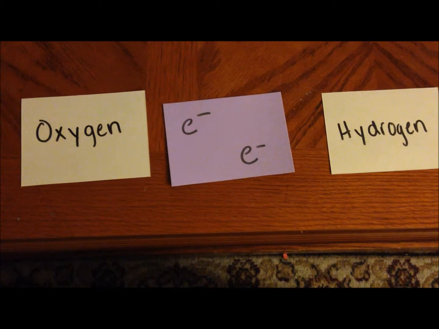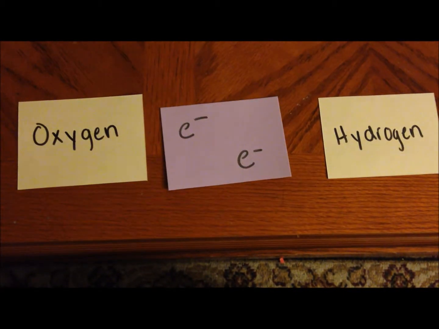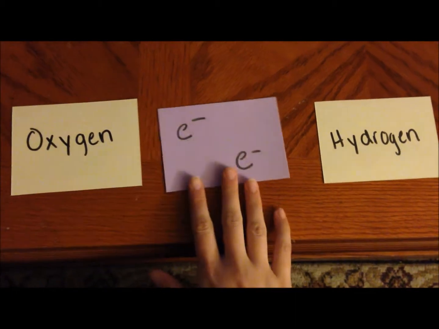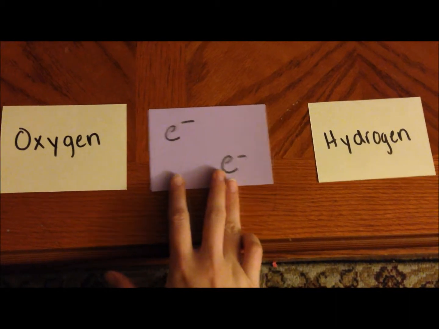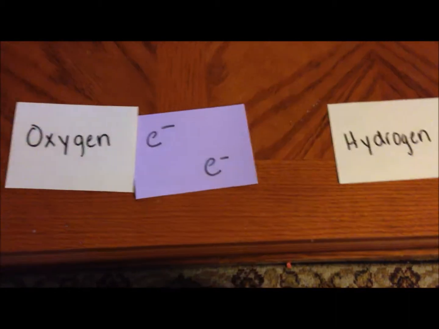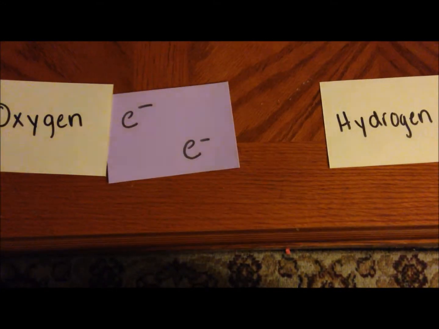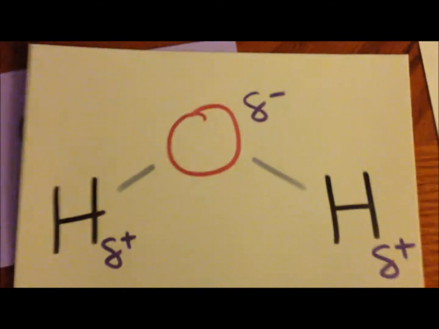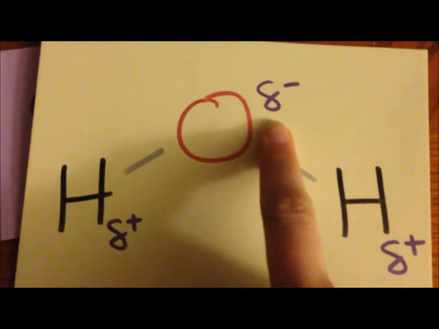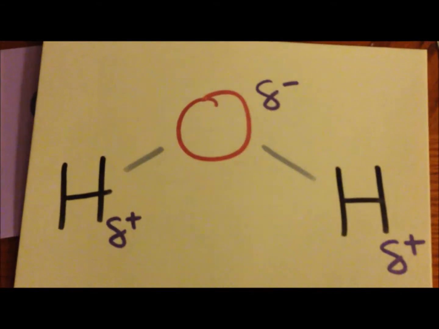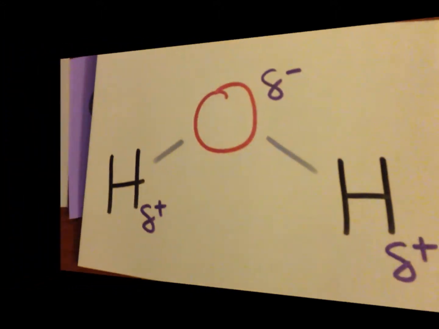Water is a polar molecule, meaning the electrons are shared unequally between the atoms. It's like a tug of war with electrons between hydrogen and oxygen. Oxygen hogs the electrons to create a partial negative and then a partial positive charge. This is how we show partial positive and partial negative charges. Partial charges allow water to have many unique properties.